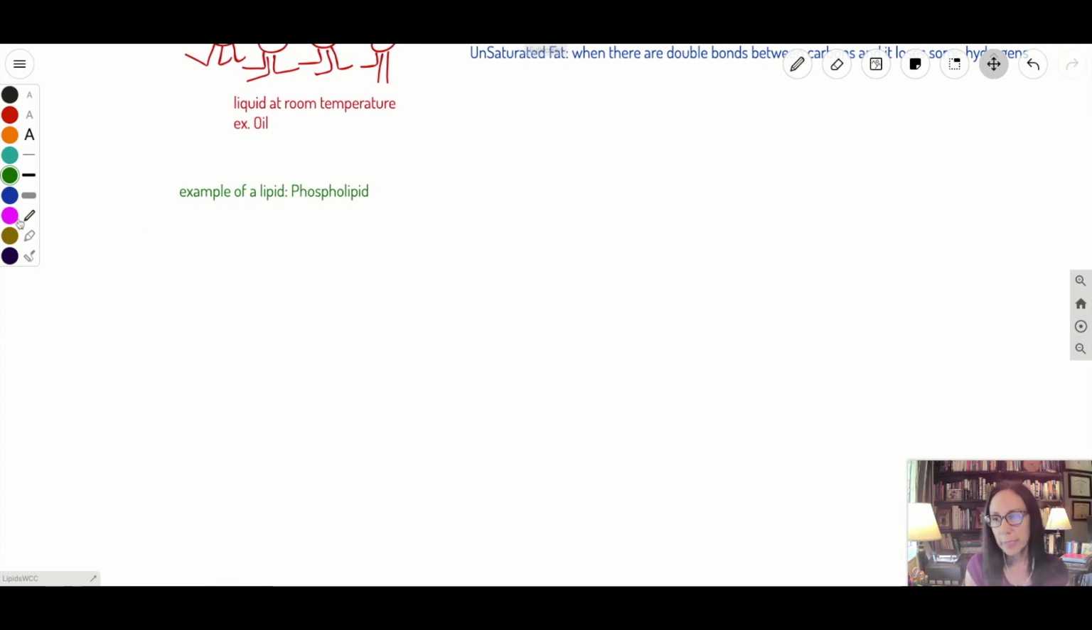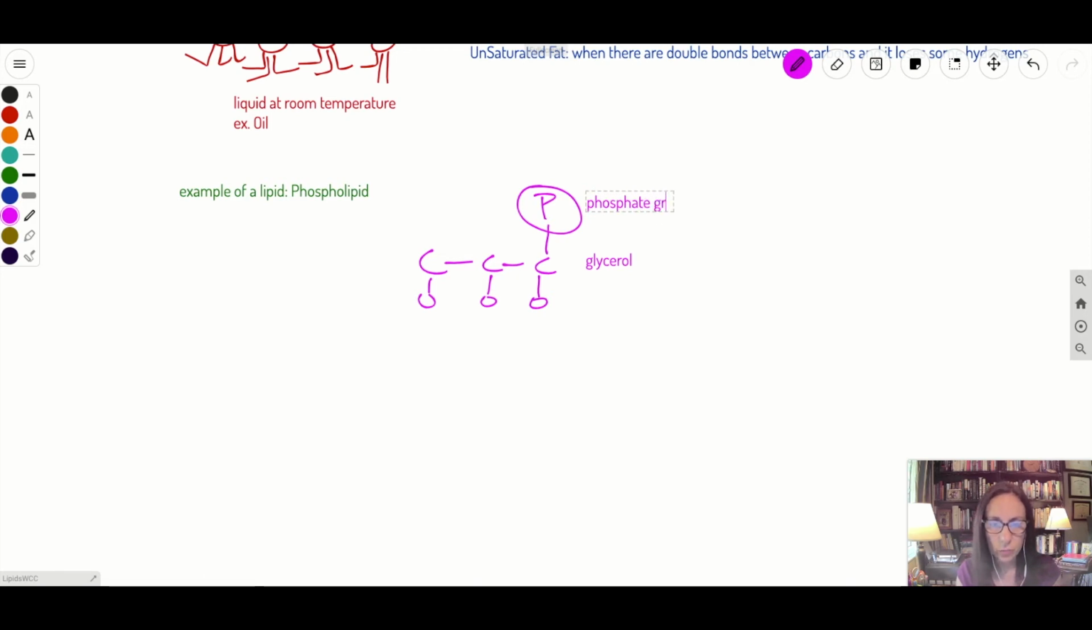So a phospholipid has the same glycerol head. I'm going to draw it like this. So we have the 3 carbons for the glycerol. This is the glycerol. And all 3 of the carbons have an oxygen on the bottom. And on the top here, we have what we call a phosphate group. It's a phosphate with some hydrogens and oxygens attached to it. You don't have to know the details of it, but you do have to know that this is a phosphate group. So I'm going to put phosphate group.